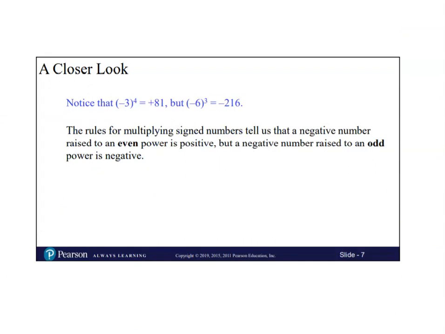Notice that negative 3 to the 4th is equal to positive 81, but negative 6 to the 3rd is equal to negative 216. The rules for multiplying signed numbers tell us that a negative number raised to an even power is going to be positive, but a negative number raised to an odd power is going to be negative. And why is that?